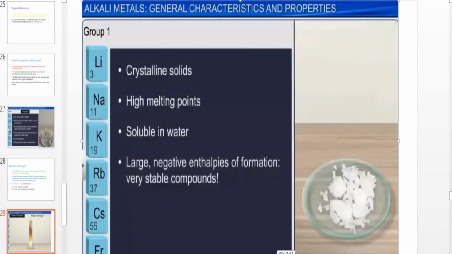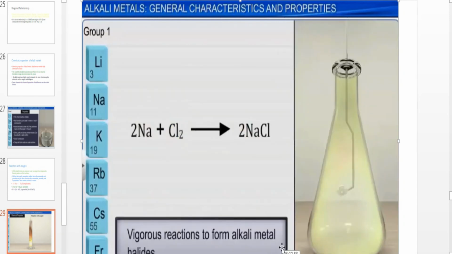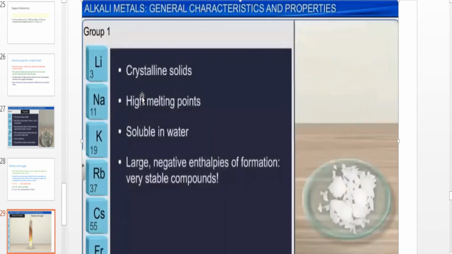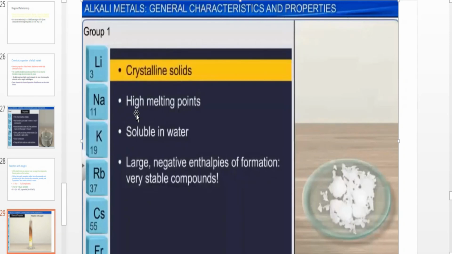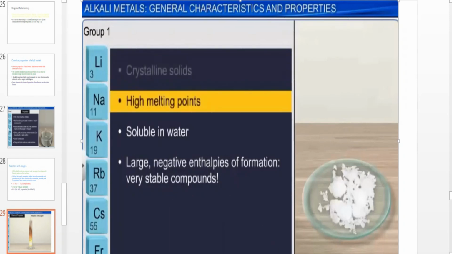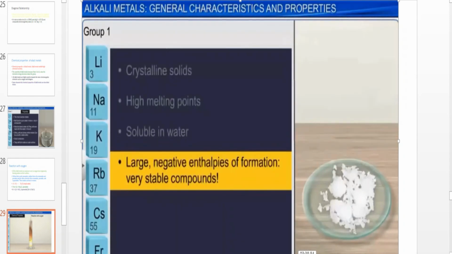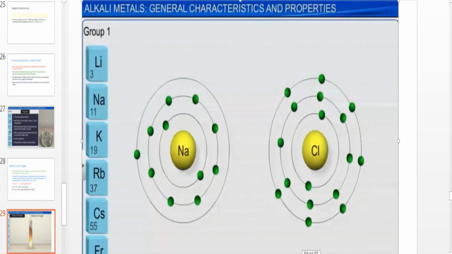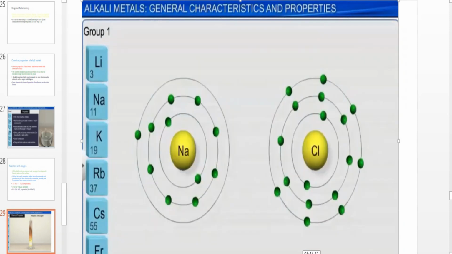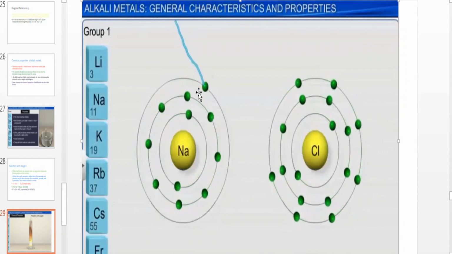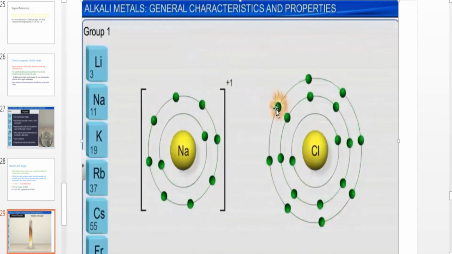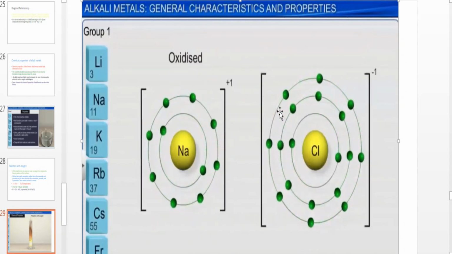Next, regarding the properties of these compounds, they are crystalline solids with high melting points, soluble in water, with large negative enthalpies of formation, and they are very stable compounds. How is sodium chloride formed? Look at this. Sodium has one electron in its outermost shell. This electron is transferred to chlorine to form a chloride ion.